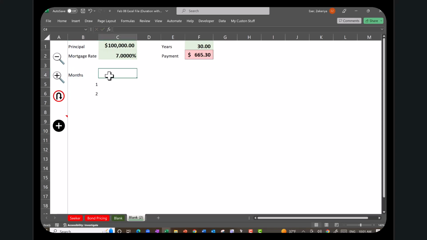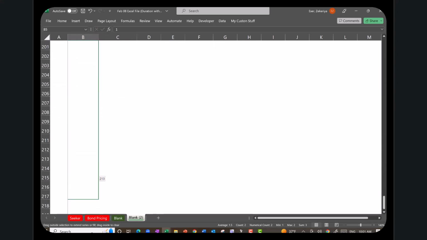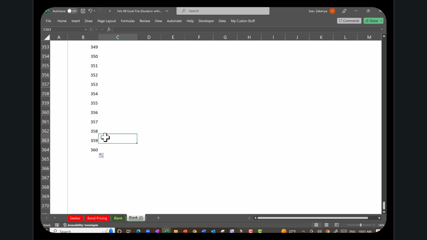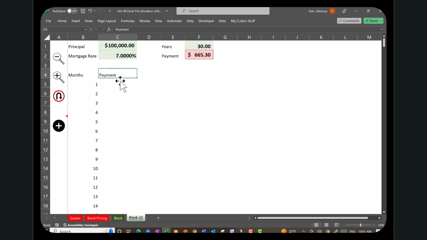And I'm gonna call this years. Because I'm gonna calculate everything. Oh, no, let's leave it as months. And I'm gonna take all of these all the way down to 360. Again, I don't have to, but it doesn't take me that long to do it. These payments happen to be equal.